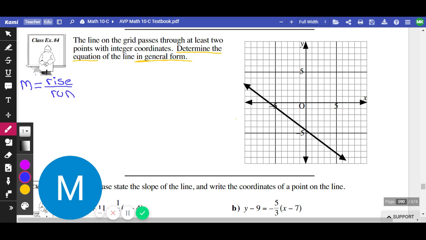To use rise over run, I need to pick 2 points on this line. Try to pick 2 perfect points. This one looks like a perfect point to me. And this one looks like a perfect point to me. There's a few others on there. It would work as long as you find 2 perfect points that cross the grid nicely.